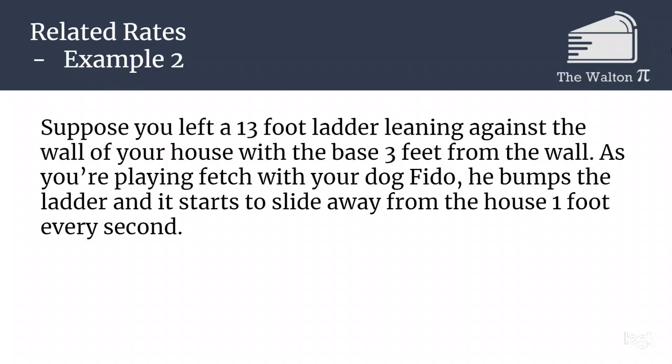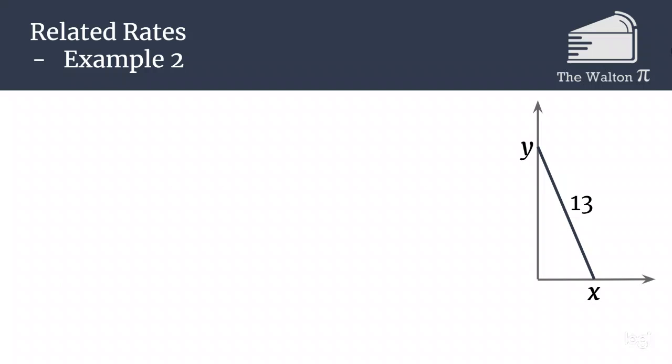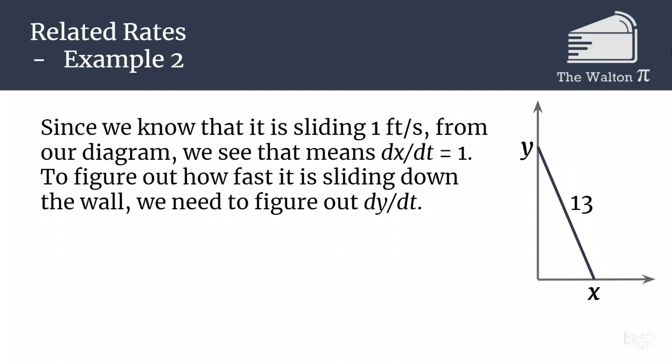So let's start by drawing a picture so we can try and get a good relationship set up if we are trying to figure out how fast the ladder is sliding down the wall. So here's our little diagram. It's a 13-foot ladder. Let's let x measure how far the base is from the wall, and y is how high up the wall it is. So if we know that it is sliding 1 foot per second away from the wall, that means that we know that dx/dt is equal to 1. To figure out how fast it's sliding down the wall, we're going to need to figure out what dy/dt is.